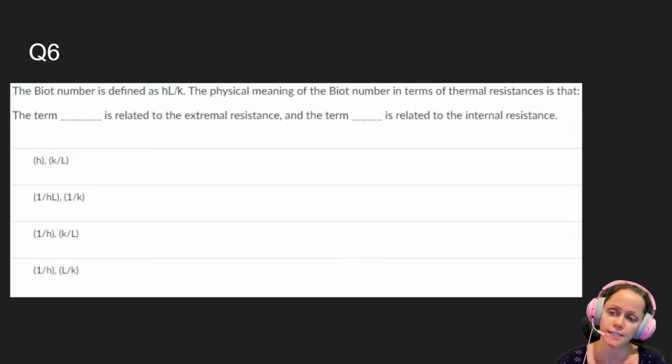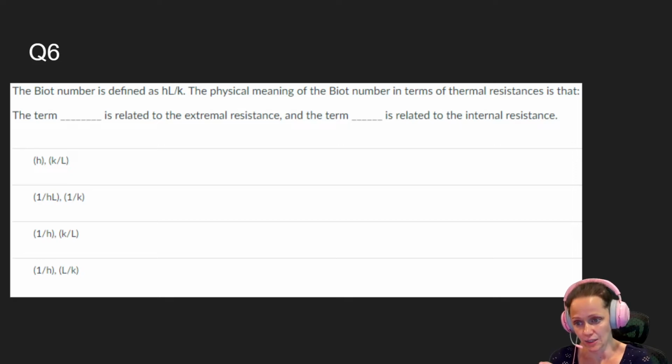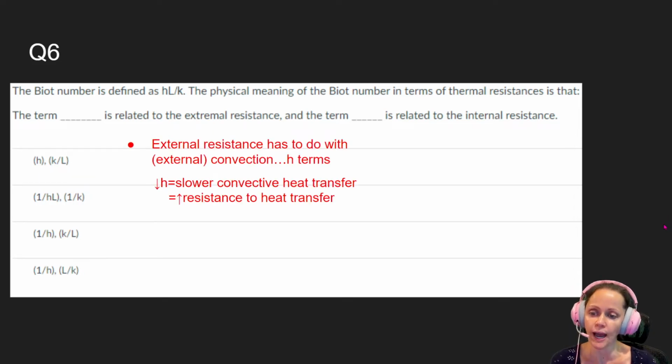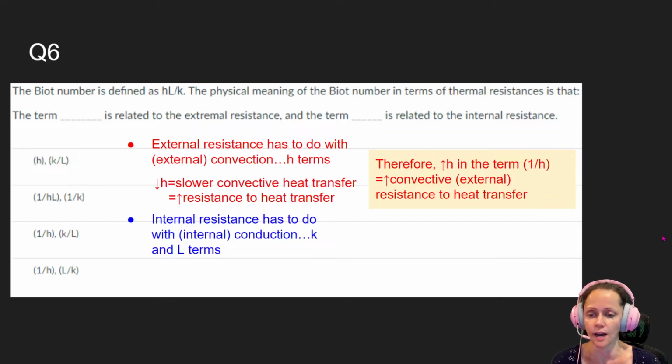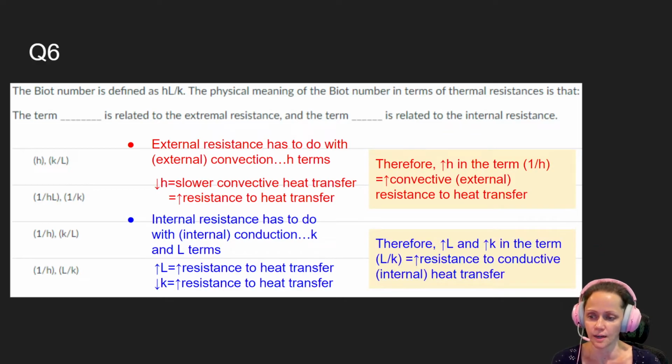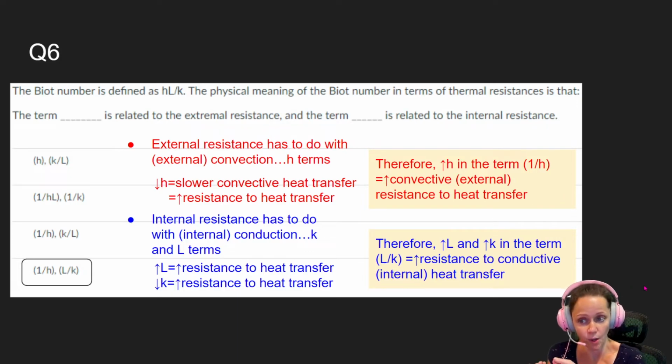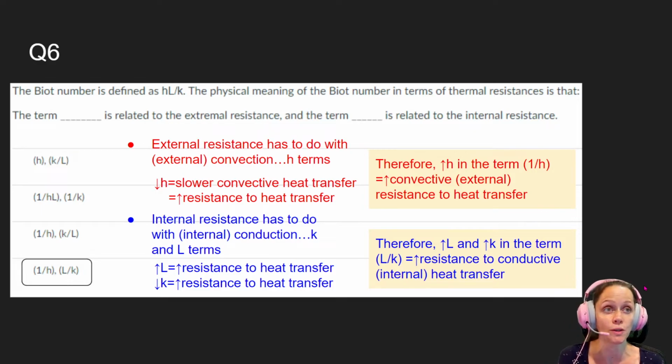The Biot number is defined as hL over k. The physical meaning of the Biot number in terms of thermal resistances is that the term blank is related to the external resistance and the term blank is related to the internal resistance. And so we can reason out which one it is. I've got some reasoning here. So it's 1 over h, which is related to the external resistance.